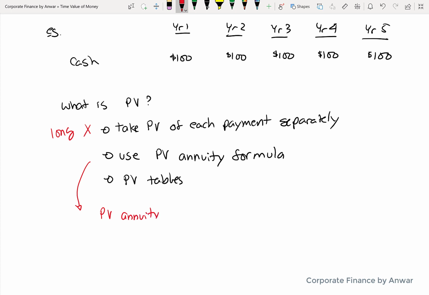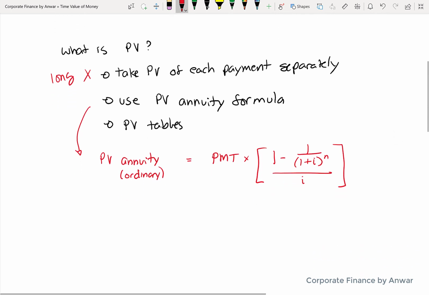In this case, I'm going to assume the annuity is what's called an ordinary annuity. So the time that you're receiving the money is at the end of the year. When I say year 1, it's at the end of year 1 that you get 100. At the end of year 2, you get 100, and so on. So the formula is: the present value of that ordinary annuity is equal to the payment, which is $100, times that whole big bracket portion, 1 minus 1 over 1 plus i to the n, divided by i.